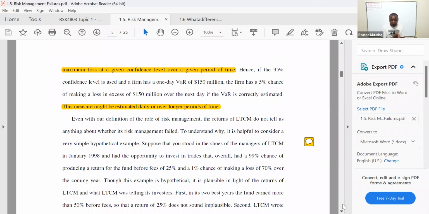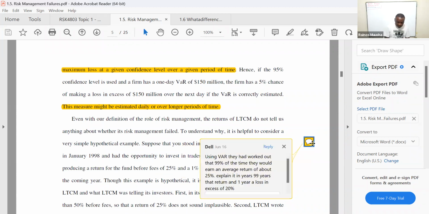So when it comes to the actual calculation of value at risk, we don't worry about the actual calculation of value at risk for Rsk4803. We will look at the calculation of value at risk at Rsk4805. So when we do Rsk4805, I think it's study unit, it's chapter 12 of the textbook. That's when we're going to be looking at the actual calculation of value at risk and expected shortfall as a measure of risk. So when it comes to Rsk4803, just know exactly what value at risk is, but you're not going to worry about the actual calculation. They'll never really ask you about the actual calculation of value at risk in that case.